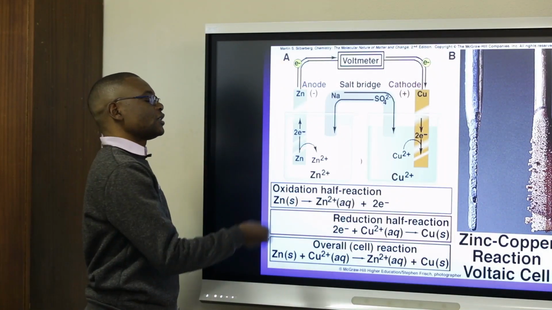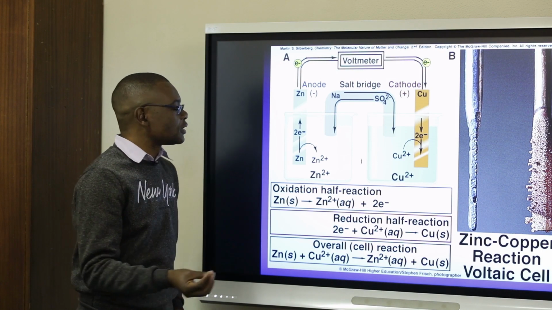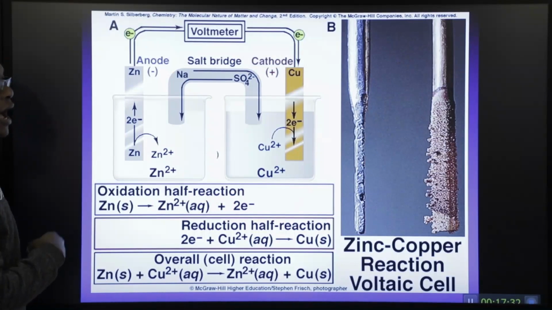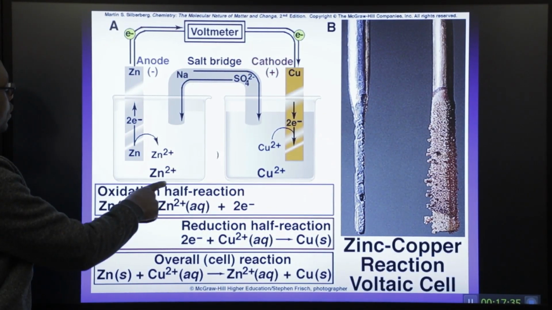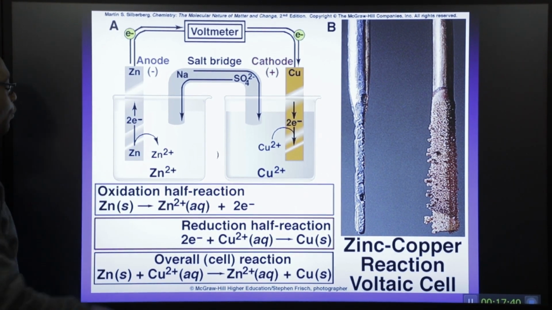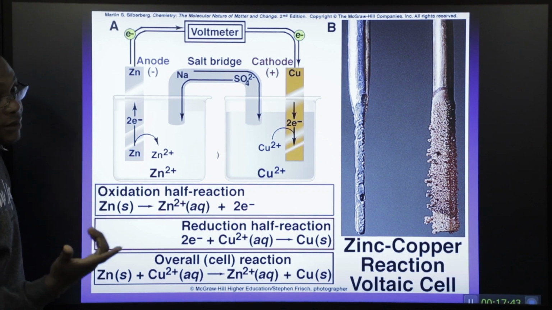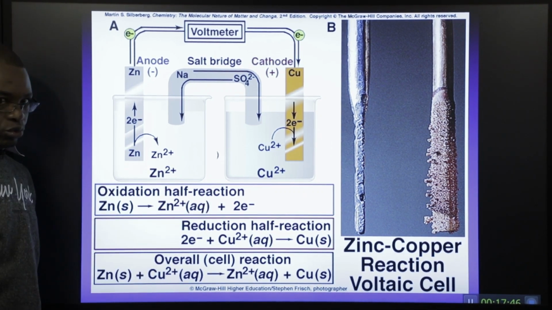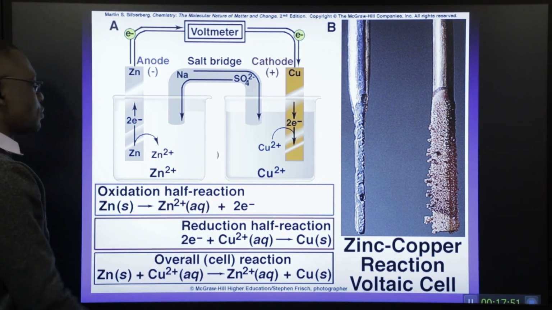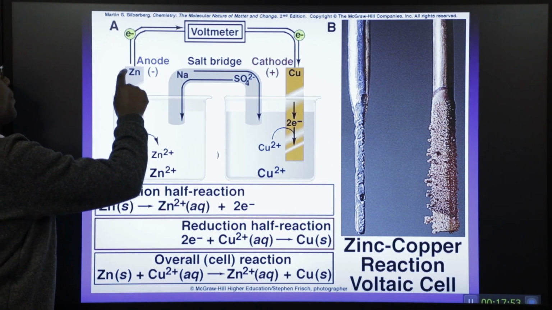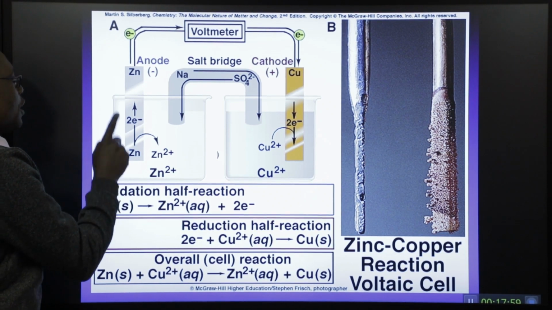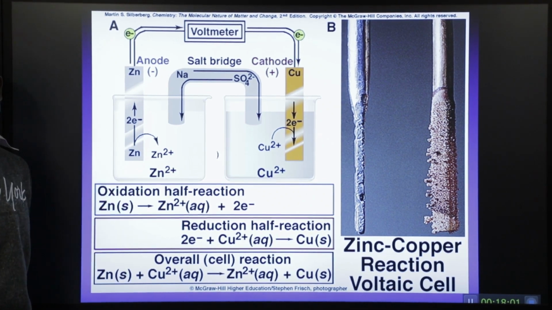So if we are to represent this by means of half reactions, we are saying this is what is happening here: the oxidation half reaction. Zinc, a solid, is going into solution, and it turns into zinc 2+, and we have 2 electrons forming over there. Okay, and then the 2 electrons, you can see how they are going up out there to the cathode. So this is the half reaction at the anode, oxidation as we know it.